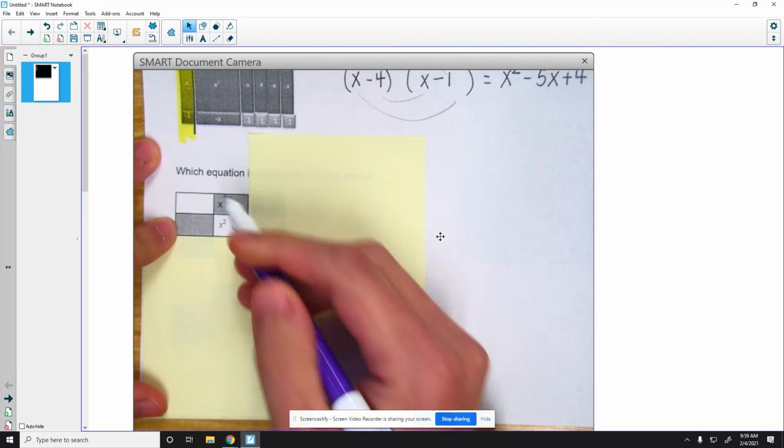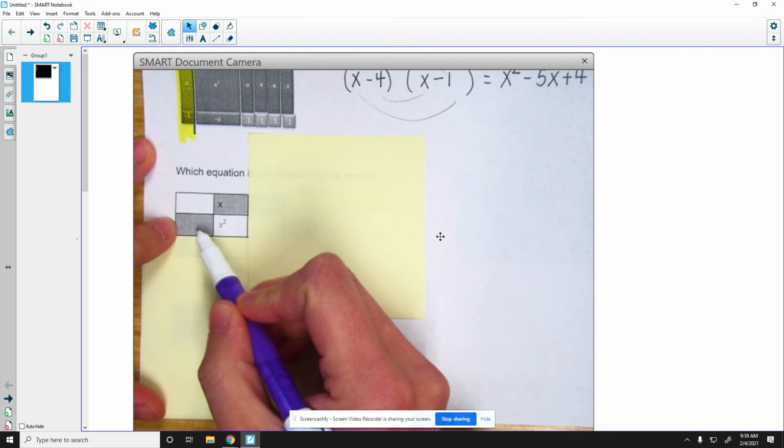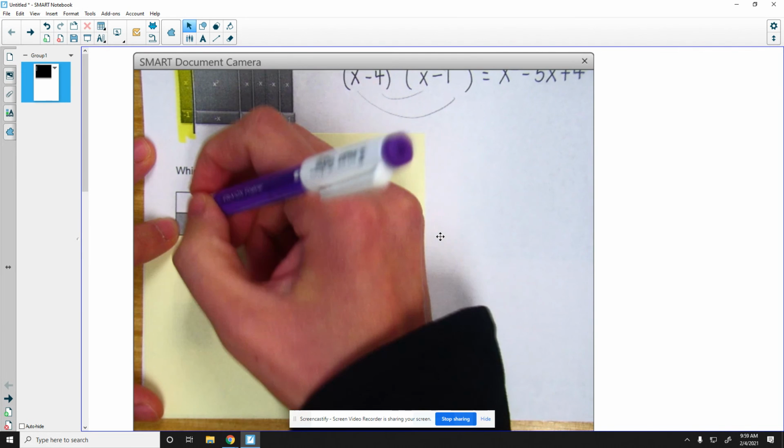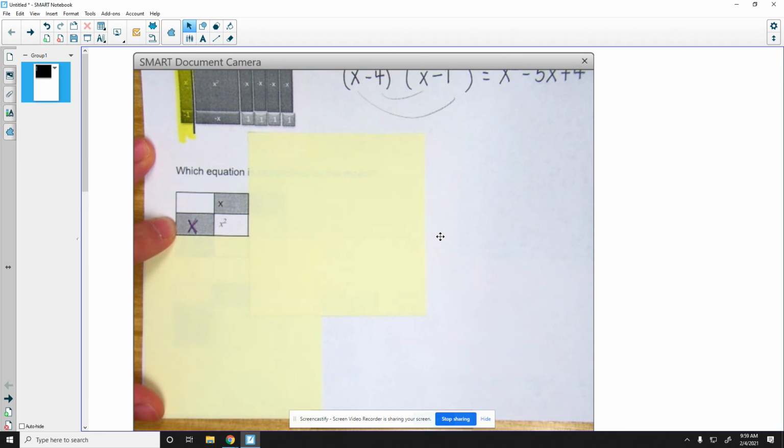So then I can think, okay, if this is an x, what does this have to be for this to be x squared? Cameron? X, right? Because x times x is x squared.